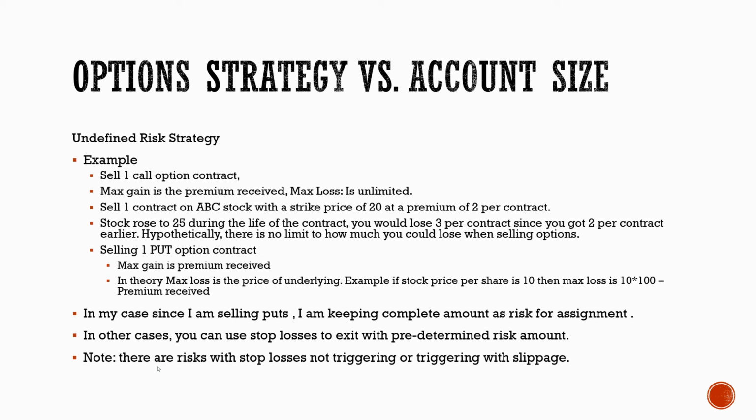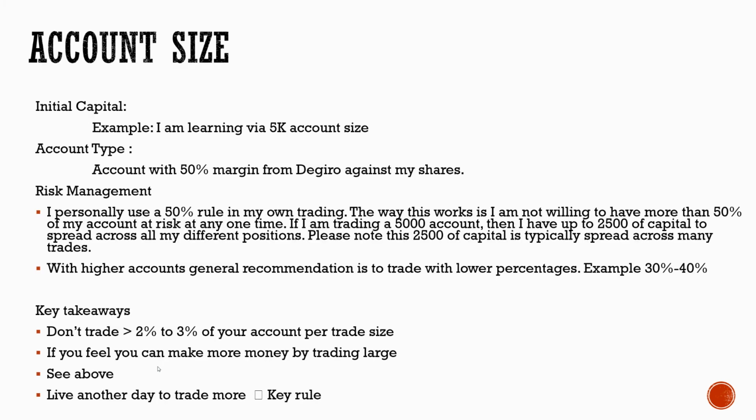But of course, there are also risks associated with stop losses. Sometimes they are not triggered if the market is dropping fast, or they are triggered with a lot of slippage. So if you're thinking it should stop at 2 times the loss, it could happen that you have a 4 times loss. That's possible. That's why it's very important you understand what you're doing before going into options trading.